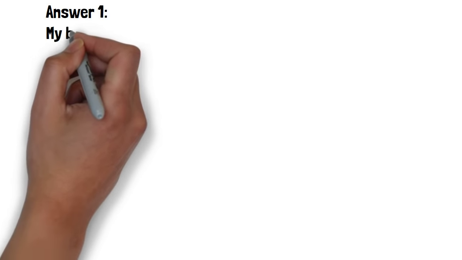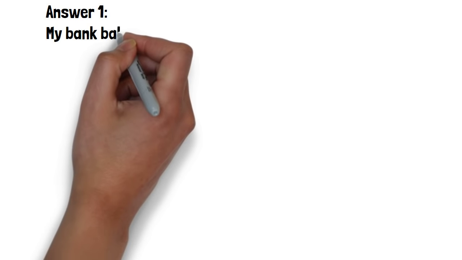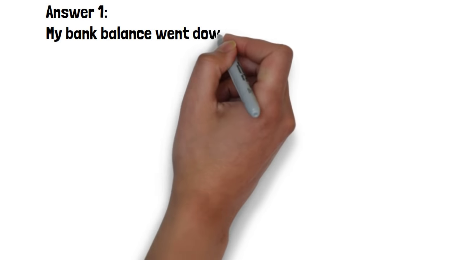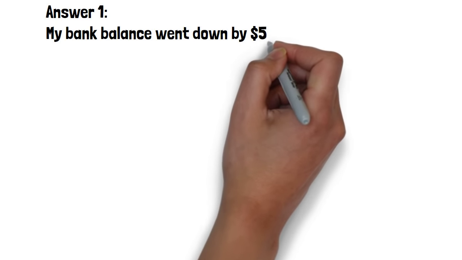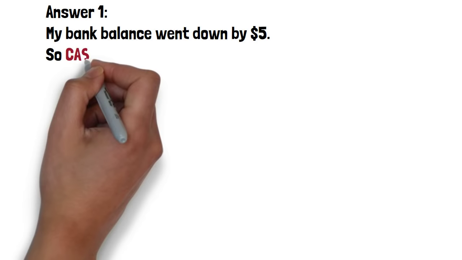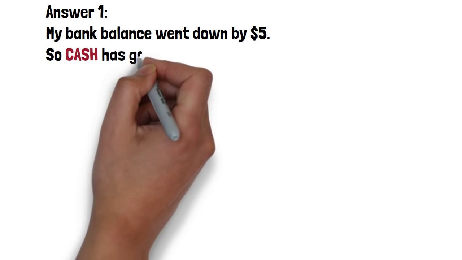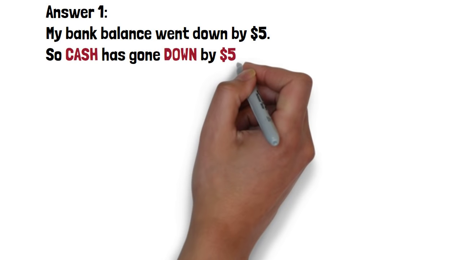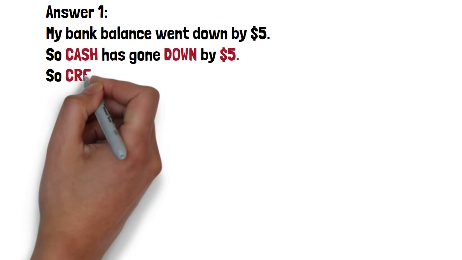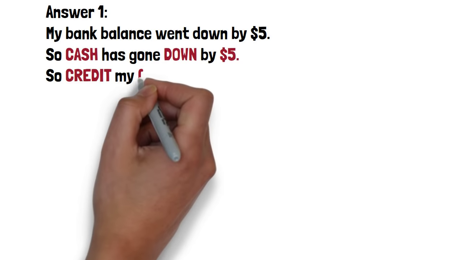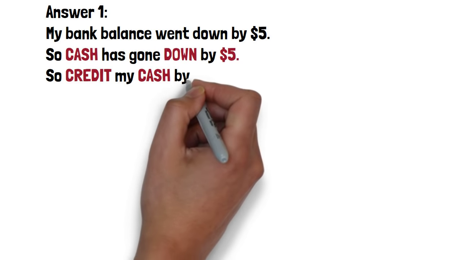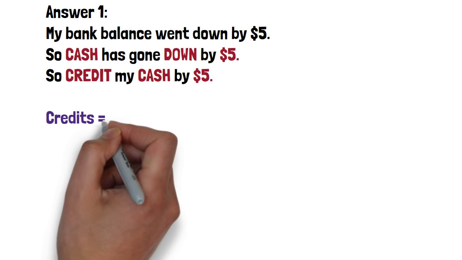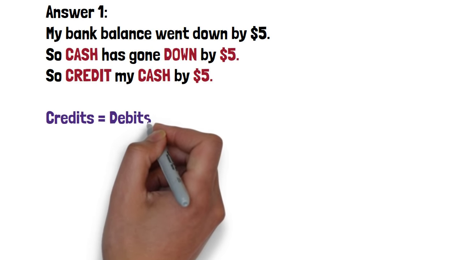Okay, so let's go through answer number 1. My bank balance has gone down by $5 because of an overdraft fee that the bank has applied on my bank balance. So cash has gone down by $5. Let's apply golden rule number 2. If cash has gone up, it's a debit. Cash has gone down, it's a credit. Cash has gone down by $5, so I credit my cash by $5.